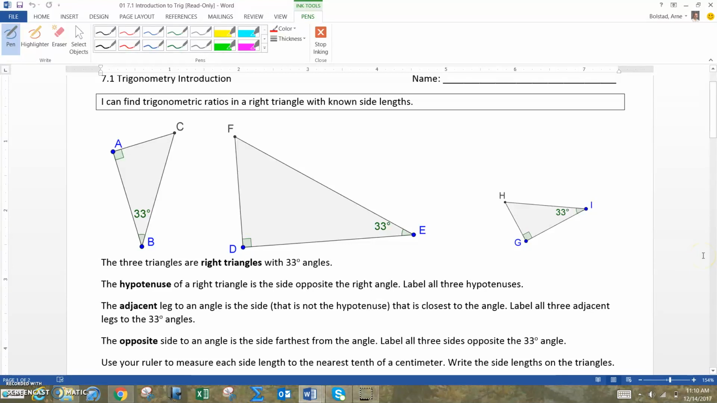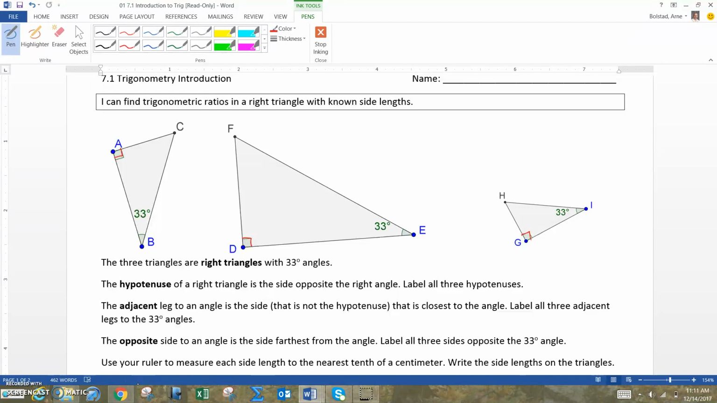Right, so here we go with the trigonometry unit. This would be lesson 1. Our objective for today is to be able to find trigonometric ratios in a right triangle with known side lengths. As you can see, we have 3 triangles. They are all right triangles. We can tell that by the little box in the corner at D and A and G.